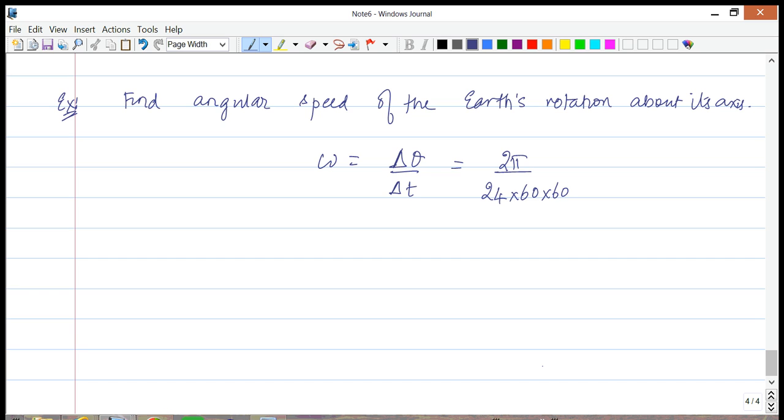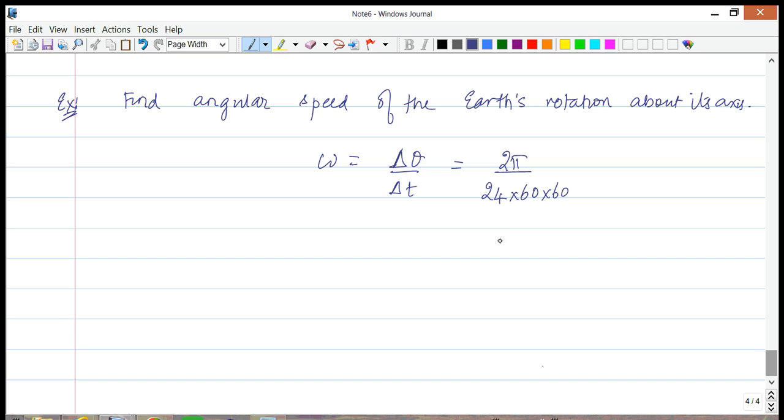Now if instead we were to find the angular speed of the Earth's revolution about the Sun, then once again the angle would be 2 pi, because if it goes around the Sun once, it completes an angle of 2 pi. And we know the time. The time it takes to go around the Sun once is 365 days, and once we have these two things, we can figure out the angular speed. So that's a very straightforward calculation.